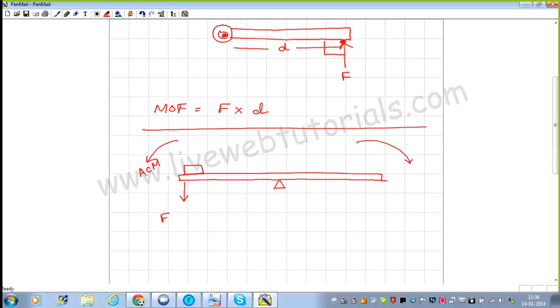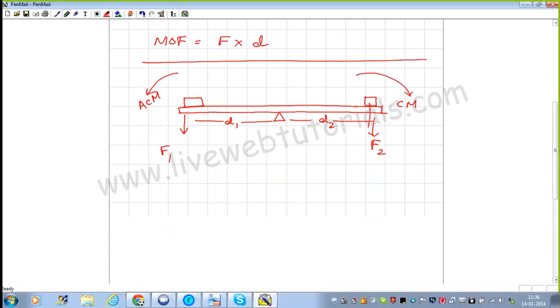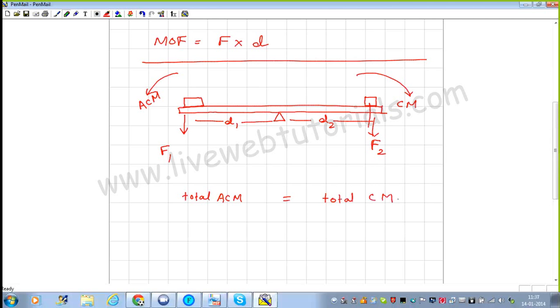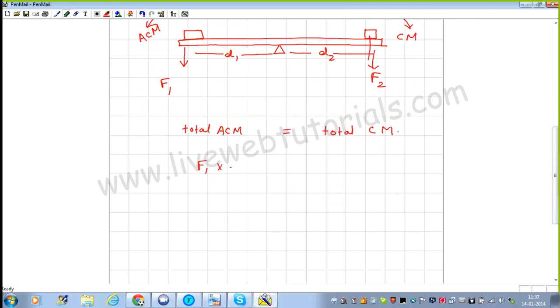Of course, that is going to be the force multiplied by the distance from the pivot. Similarly, the clockwise moment will be given by the second weight of mass that is kept on the right hand side. This force I am going to consider as F2, and the distance between the pivot and the center of this is D2. Now, the condition of equilibrium means both of these moments balance each other. Total anti-clockwise moment will be equal to total clockwise moment. So F1 into D1 will be equal to F2 into D2.